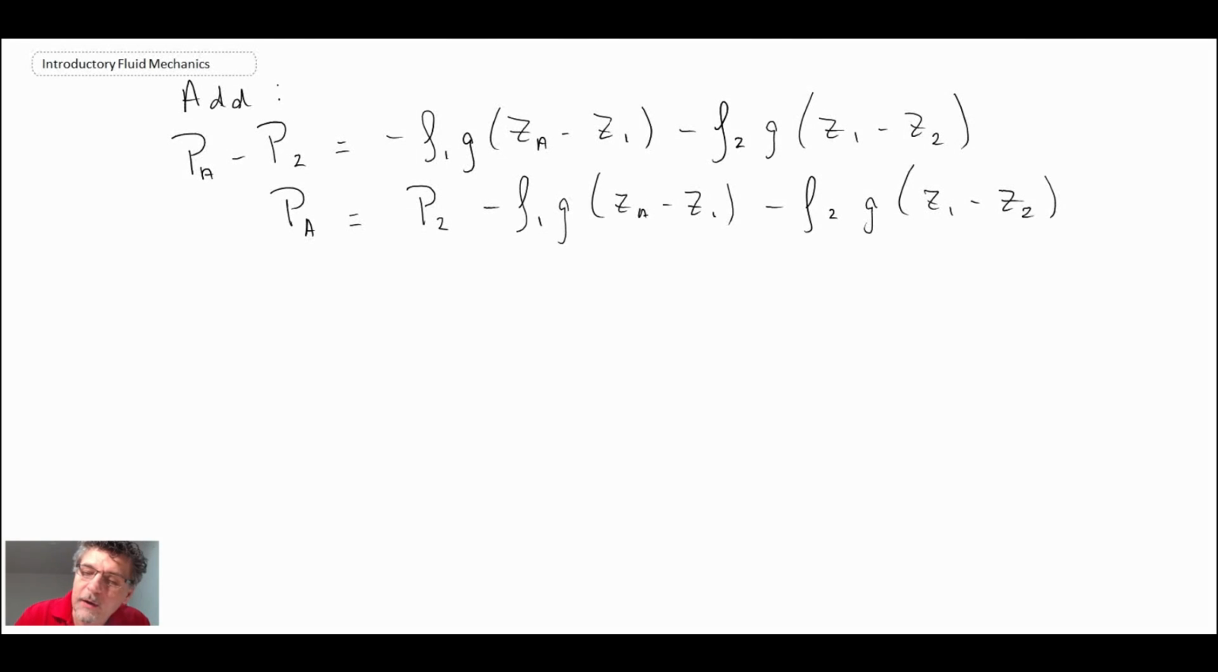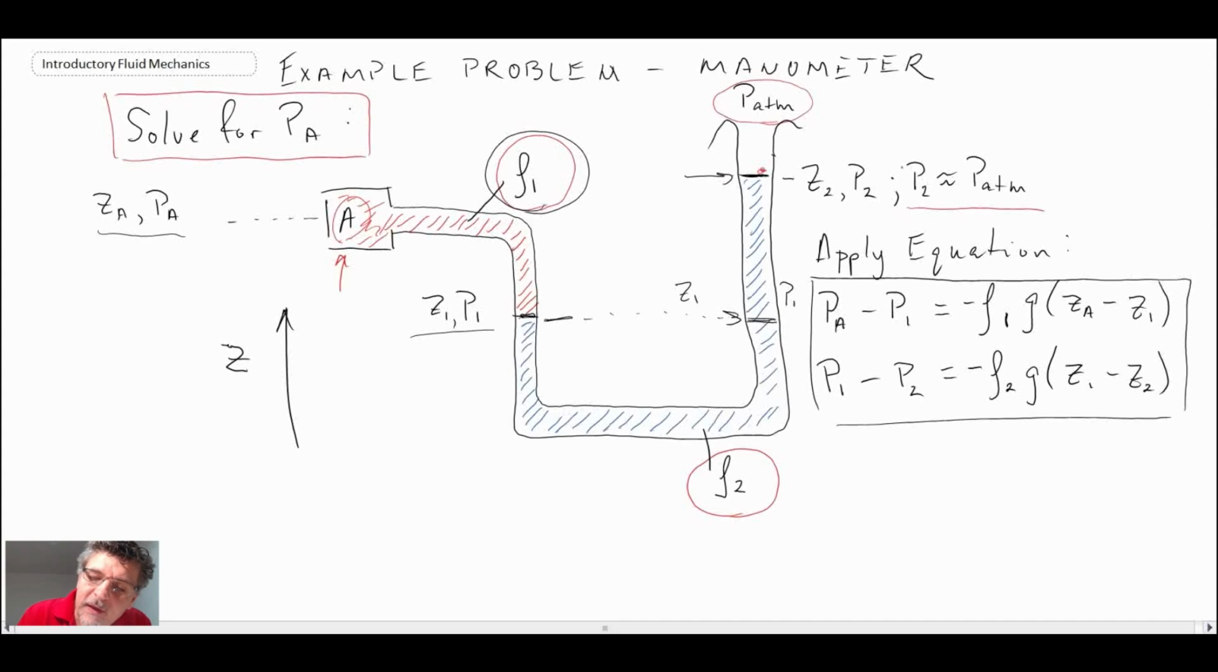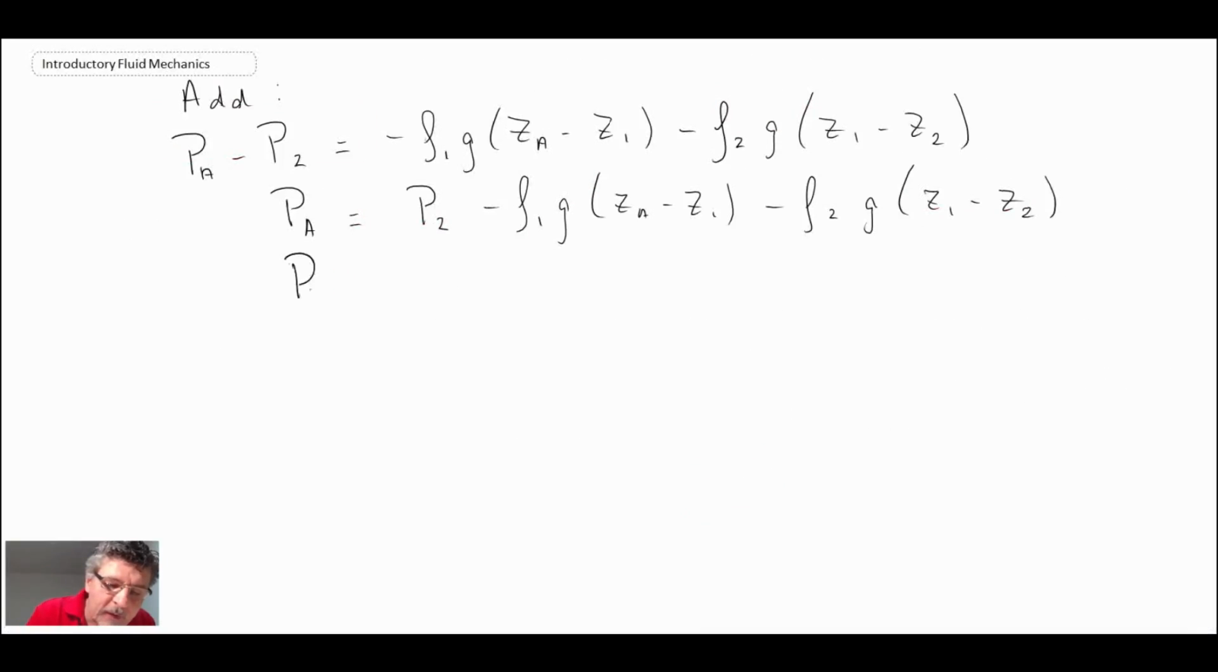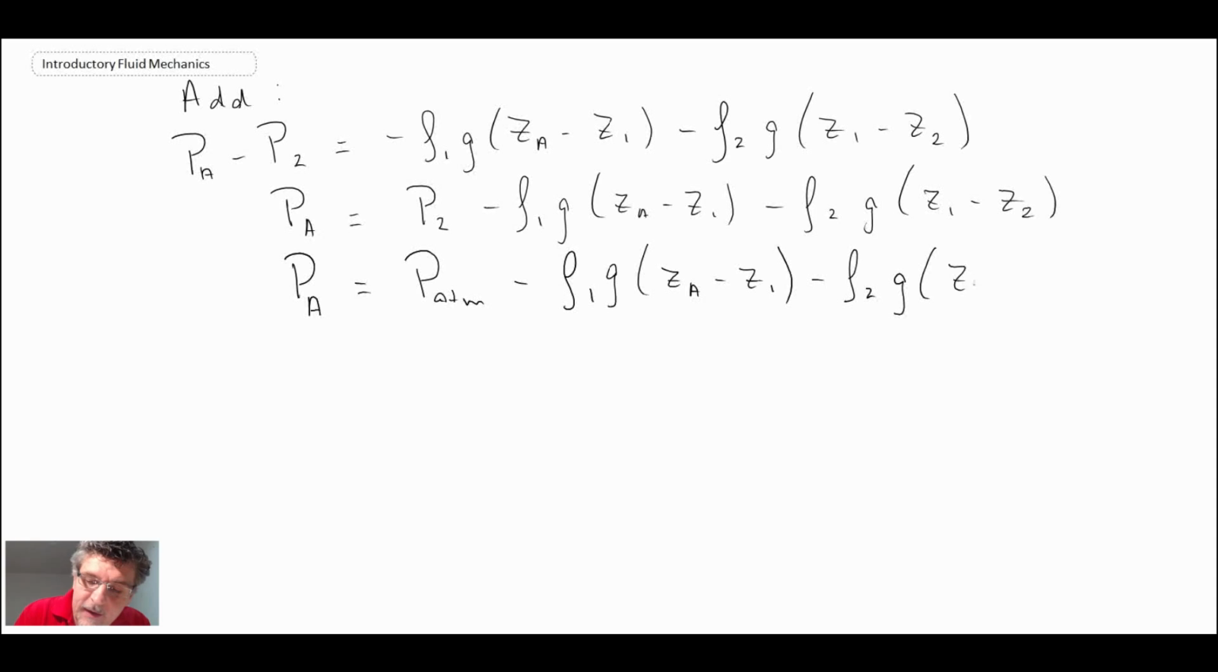And if you recall, let's look back on our schematic. We said that P2 was approximately atmospheric pressure. So we can write the pressure at A, which is the area that we're trying to measure, is equal to P atmosphere minus the density of fluid 1 times g times the difference from ZA to Z1, the first interface between the red and the blue liquid, and then minus rho 2 g times Z1 minus Z2. So those are the other, the last interface we had with the air.